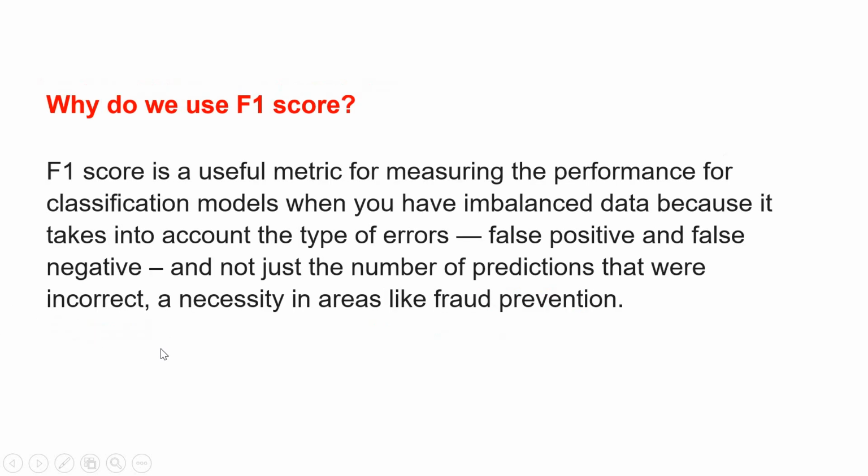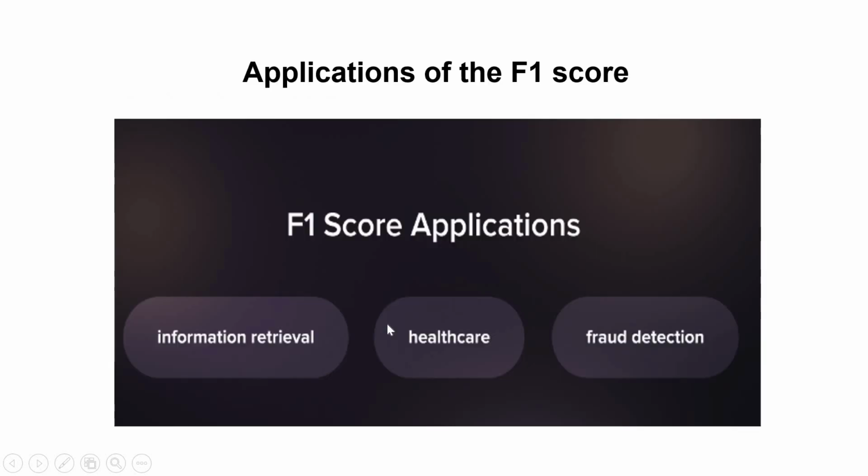So now why do we use F1 score, students? F1 score is a useful metric for measuring the performance of classification models when you have imbalanced data, because it takes into account the types of errors. What are the types of errors? False positive and false negative, and not just the number of predictions that are incorrect. A necessity in areas like fraud prevention also.